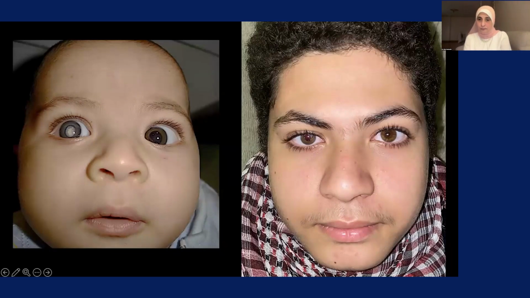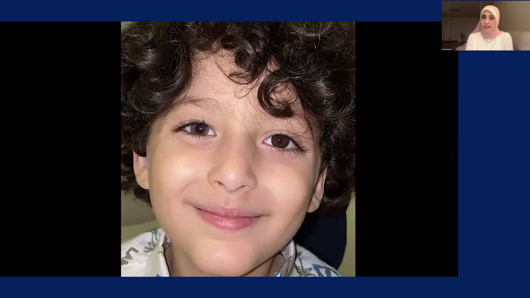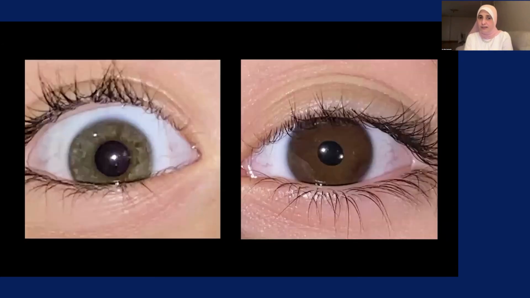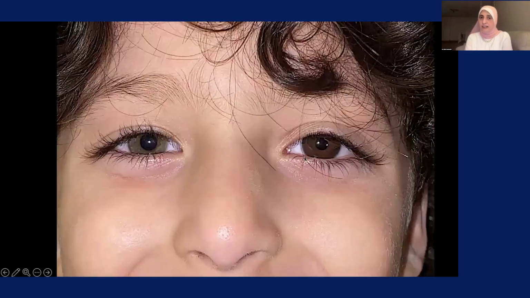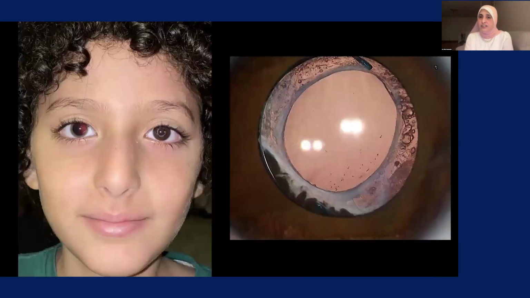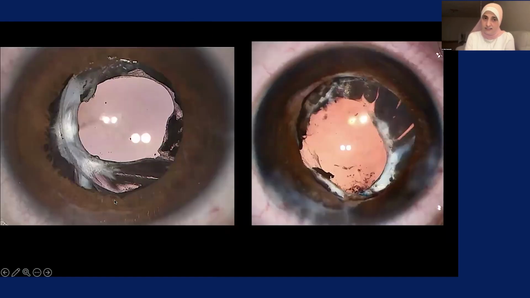This is another child 4 years after surgery with heterochromia and persistent fetal vasculature, maintaining straight eyes in the left eye. 6 years after surgery, and here 10 years after surgery. This is the fibrosis, and this is the ciliary processes, clear visual axis, and still maintaining straight eyes.